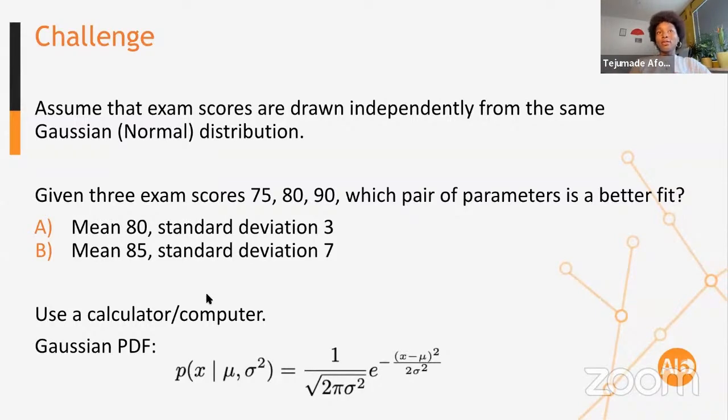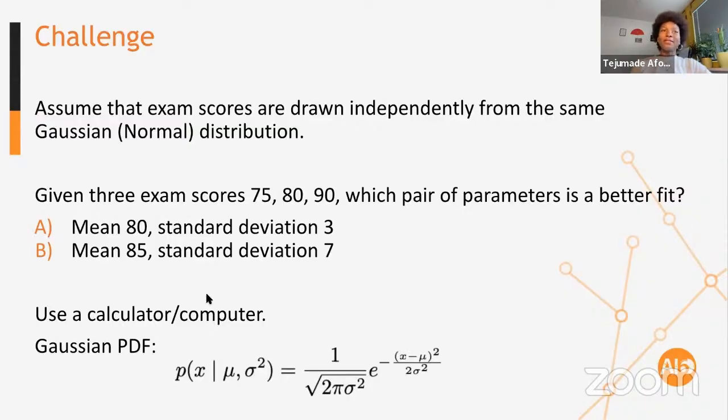So if you have 3 scores, think of this as student scores: one student scored 75 in the exam, the other one 80, then another one 90. My question is, which pair of parameters do you think is a better fit?